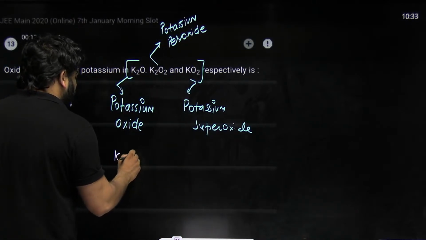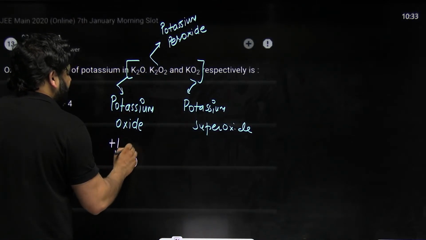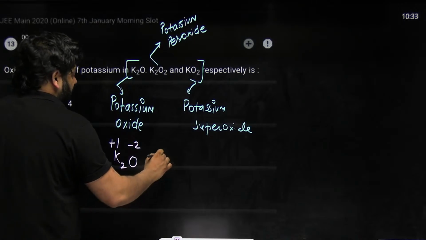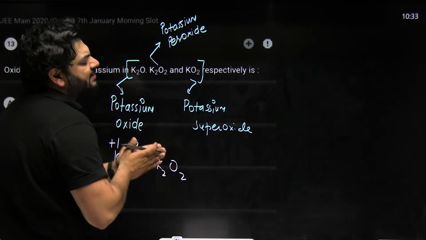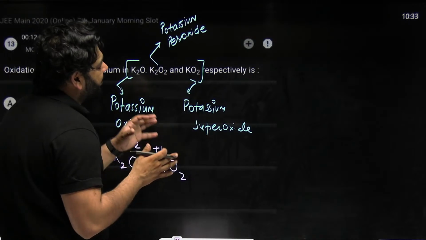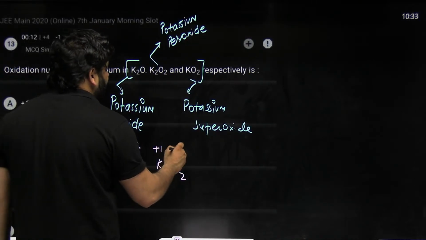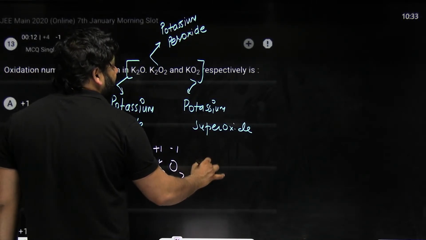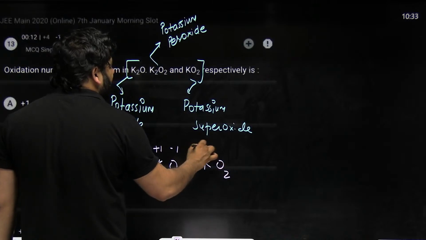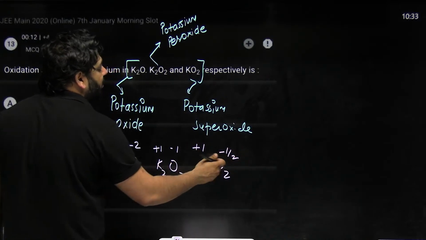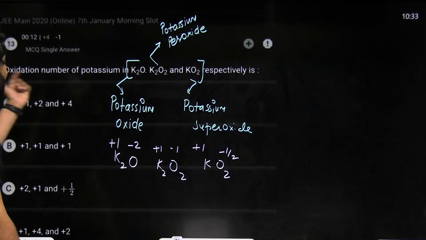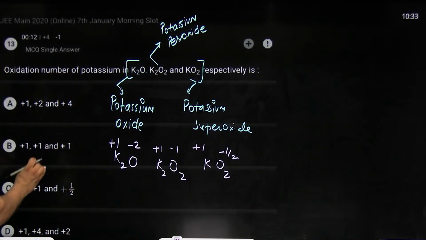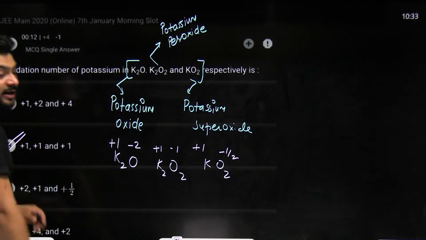Let's say in K2O, potassium is positive 1, oxygen will have -2. Then in K2O2, potassium, which is an alkali metal, always has positive 1 oxidation state in its combined form, but oxygen will have a -1 oxidation state. Similarly, in KO2, potassium will have positive 1, and oxygen has -1/2, called the superoxide ion. So what oxidation states are we getting for potassium? In each of the 3 compounds, we have positive 1, positive 1, positive 1. B should be the correct answer.